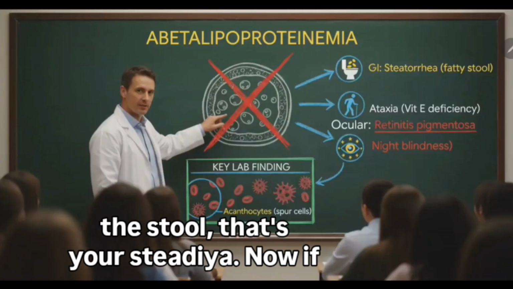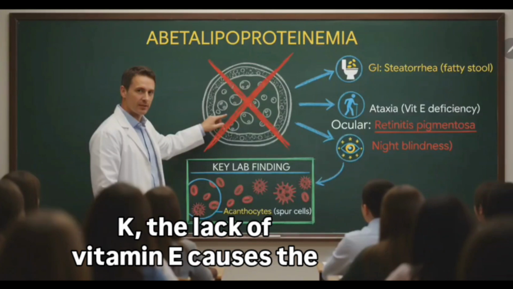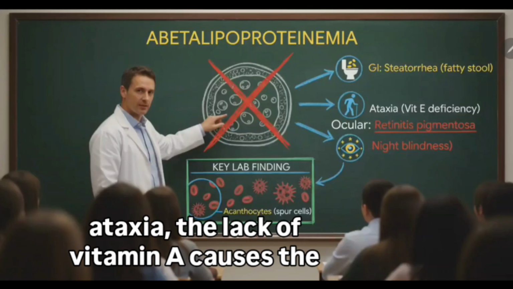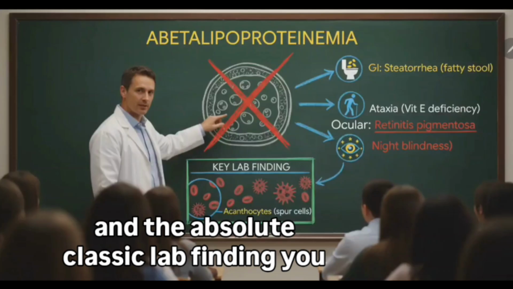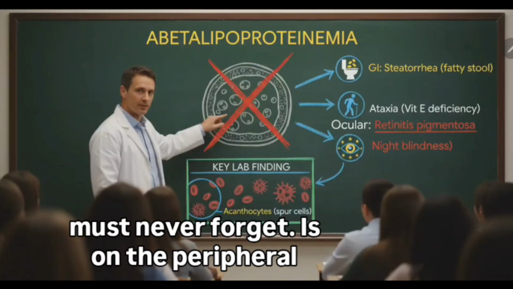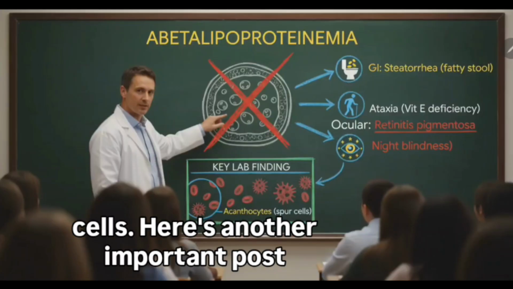That's your steatorrhea. Now, if you can't absorb fat, you also can't absorb fat-soluble vitamins, A, D, E, and K. The lack of vitamin E causes the ataxia. The lack of vitamin A causes the night blindness. It all fits perfectly. And the absolute classic lab finding you must never forget is on the peripheral blood smear, you'll see these spiky red blood cells called acanthocytes or spur cells.